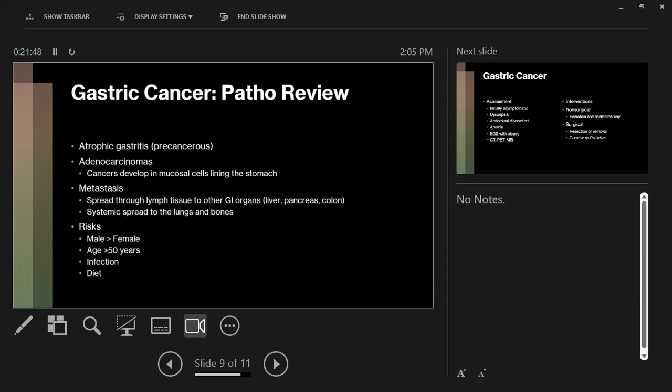Going back to the risk factors, I do have that listed there. Males are more common to have gastric cancer than female, and patients greater than 50 years in age. There are other risk factors that include history of gastric surgeries, which increases the risk of that atrophic gastritis. Patients with pernicious anemia and gastric polyps are also more at risk for gastric cancers.